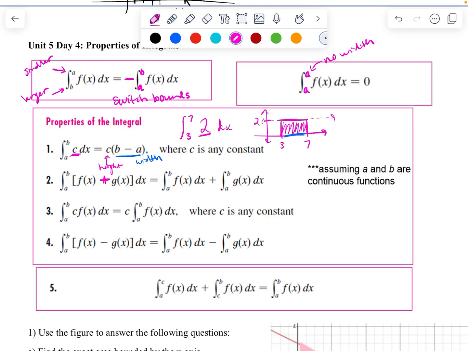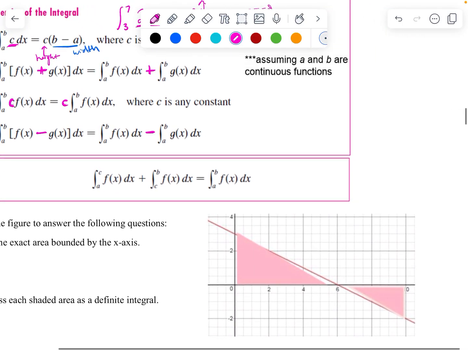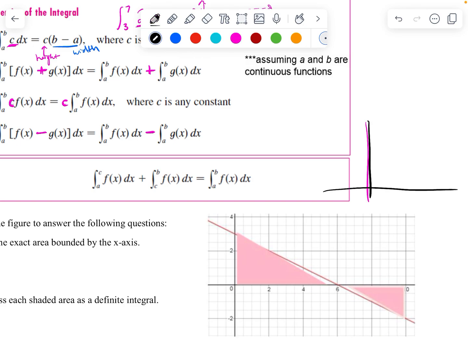Okay. Another property of integrals is that you can separate them with addition and subtraction. If you have a constant, like a 5 in front, you can pull that out to the front. The only big thing is you can't do it with multiplication or division. That's a later day.